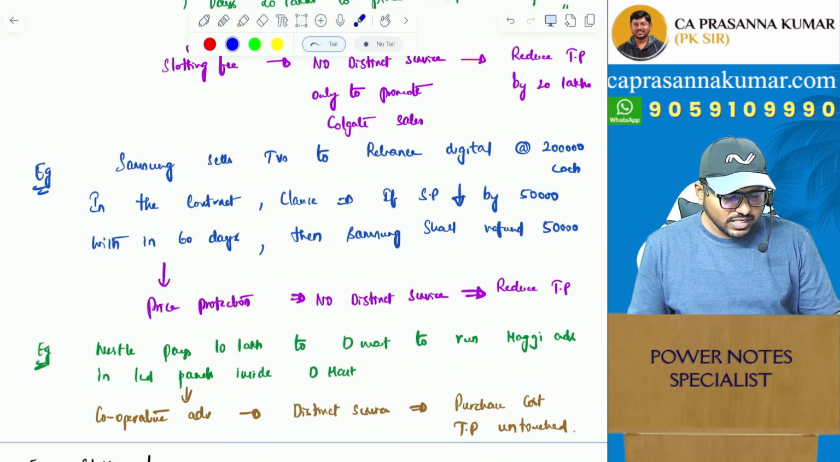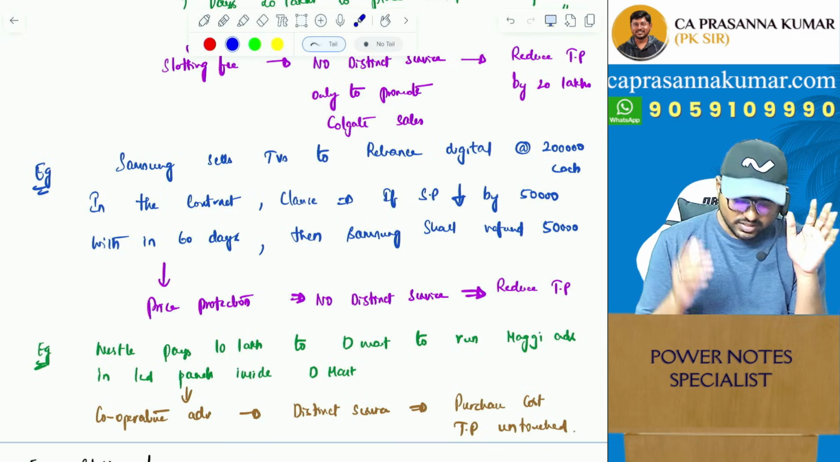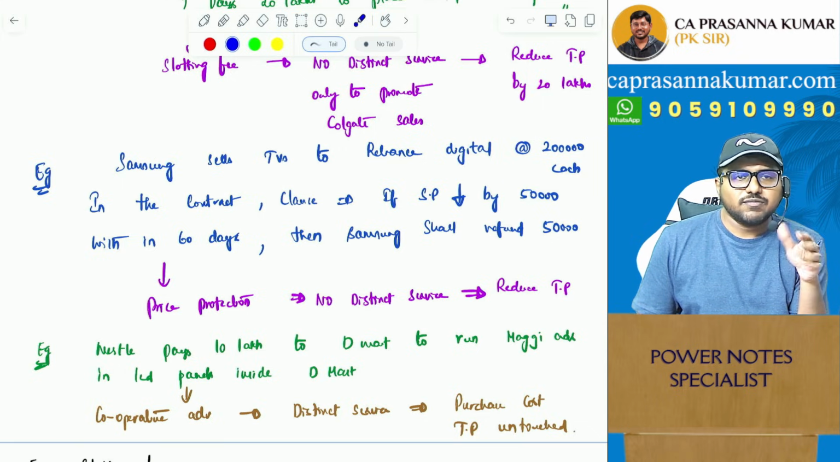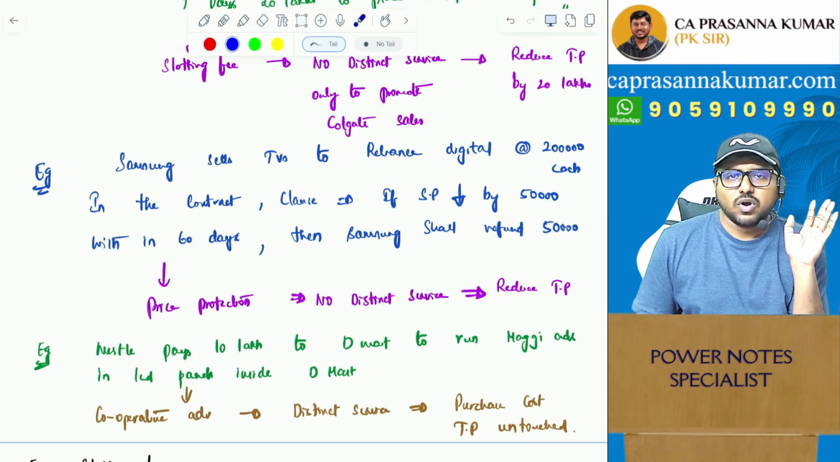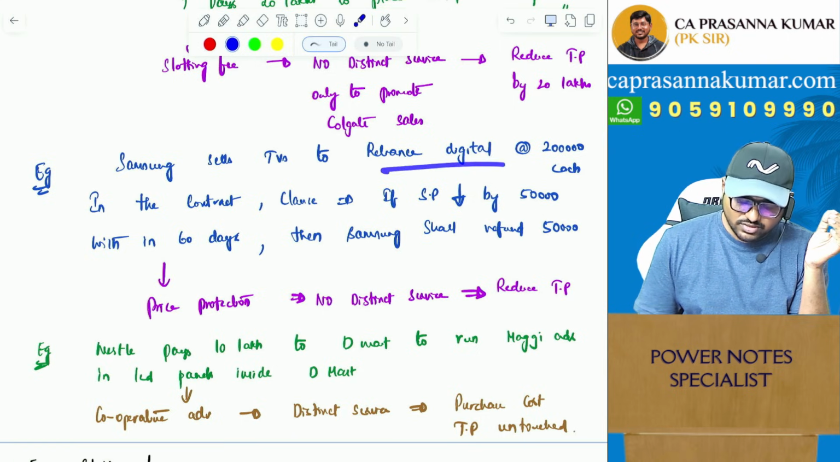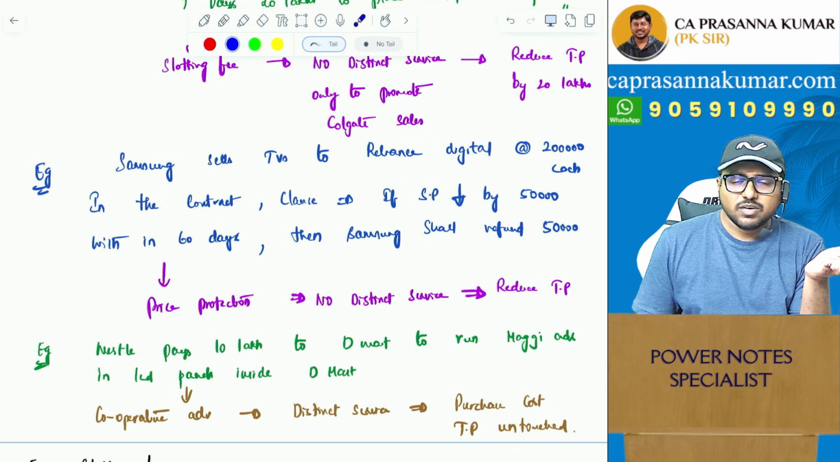See, this is like a price protection. Simple logic. Samsung has sold TVs to Reliance Digital for 2 lakhs. And after 1 month, Samsung is reducing the prices of all the TVs because of whatever reasons. And then Samsung is directly selling at 1,50,000. Then what will happen to your Reliance Digital? He'll be in a very worse situation.